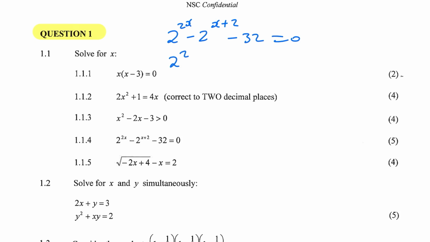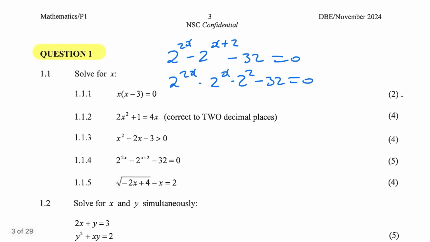Okay, so look at this. This could be written as, for example, 2x times 2 power 2 minus 32. So here is a note for you: if you have a power b times c, this could be written as a power bc. That's one note I'm giving to you.